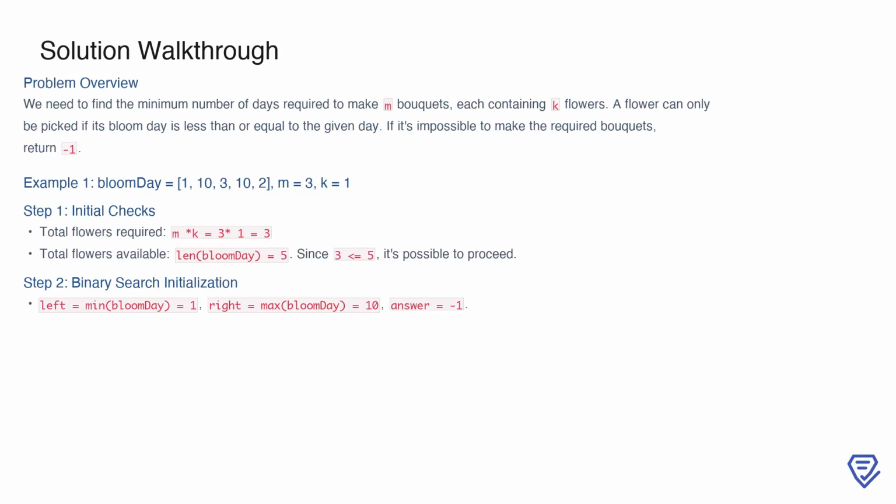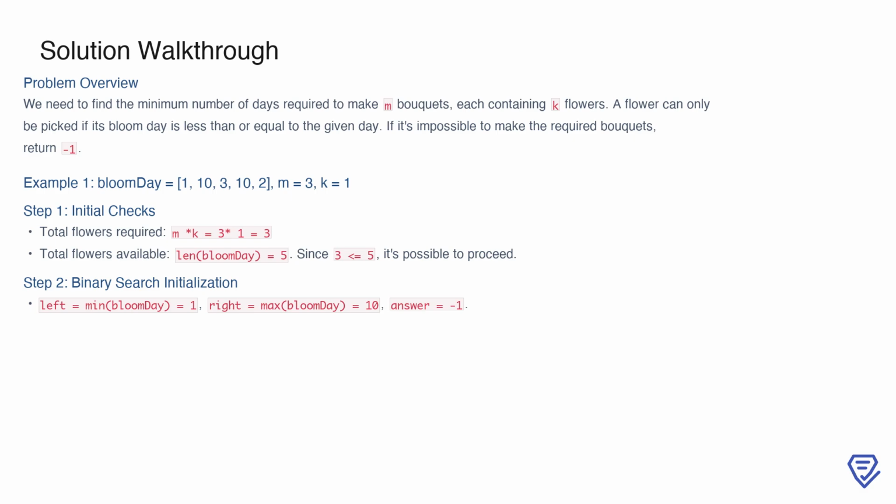The problem requires us to determine the minimum number of days needed to create m bouquets, where each bouquet consists of k flowers. A flower is available for picking only if its bloom day is less than or equal to the current day we are considering. If it's not possible to create the required bouquets, the function should return -1.